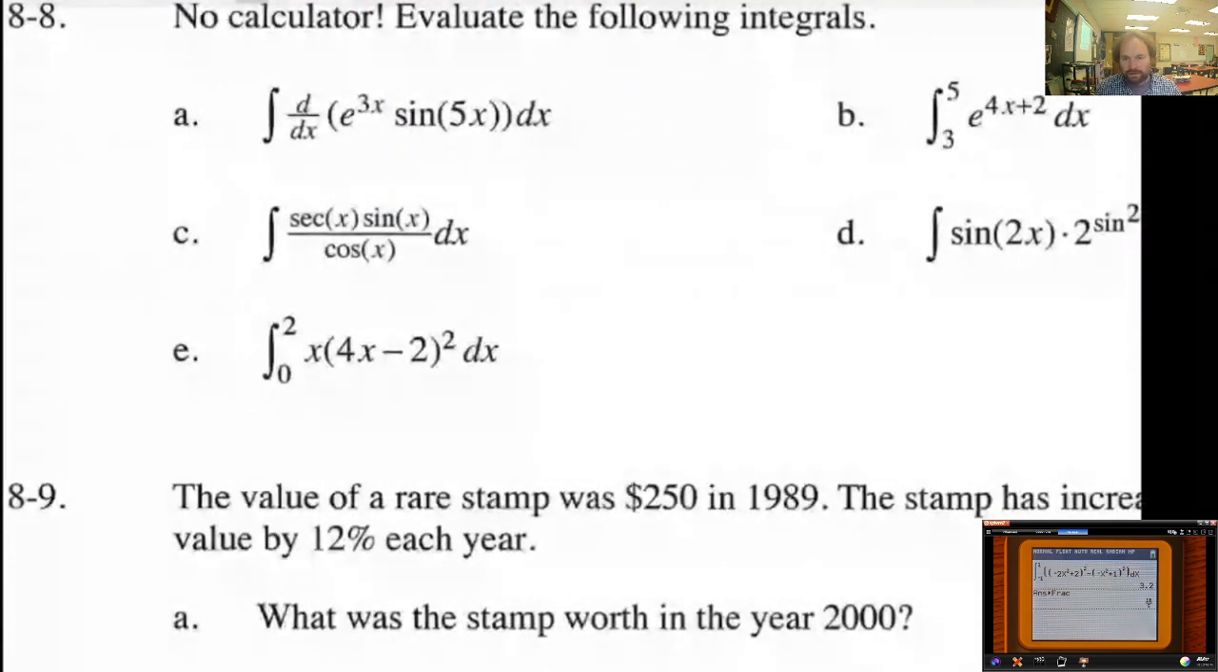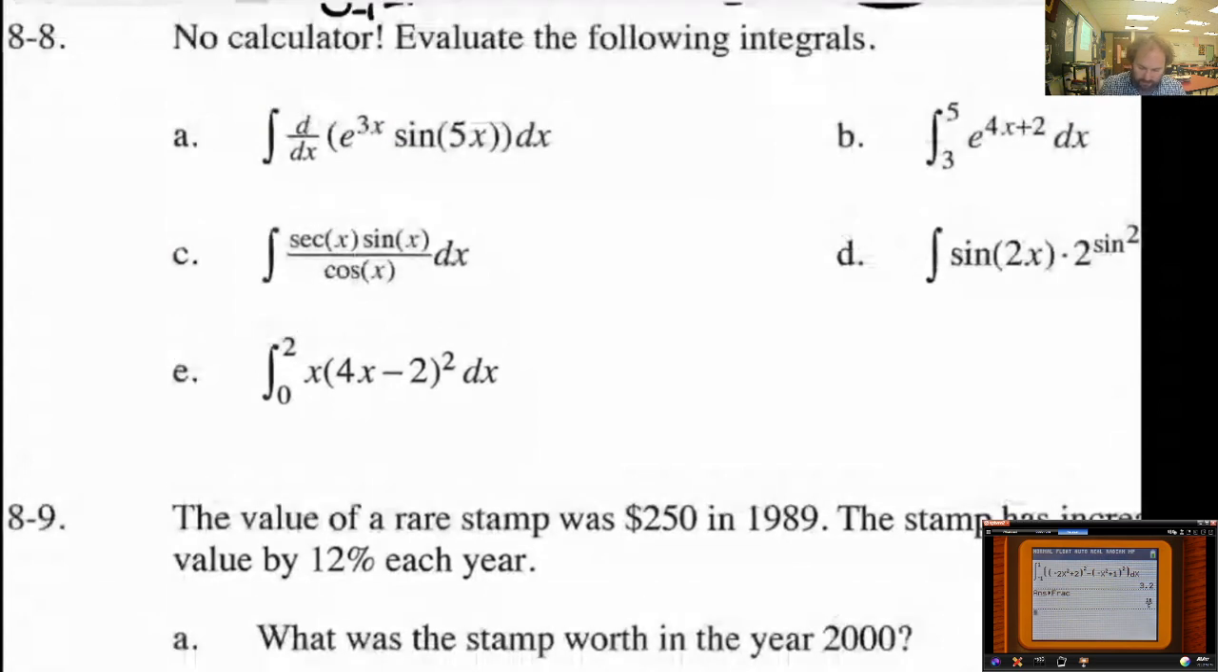8.8, no calculator, so evaluate the following integrals. Let's do A, maybe off to the side. I'm going to need some room for some of these. These are calculator free. We're not going to do D also. I think we talked about that in class. I'm going to look up the actual problem so I can switch screens here. This is an easy one.